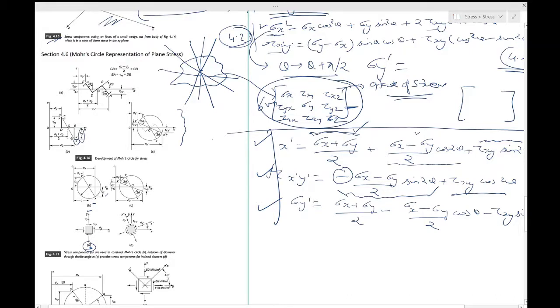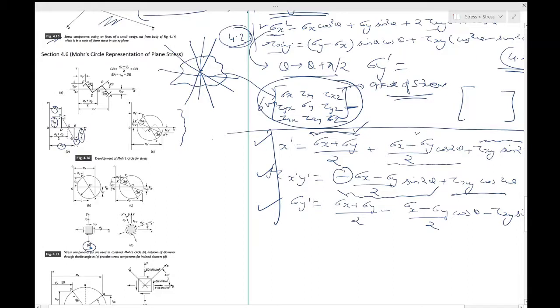So you have sigma x and tau xy giving you this point, and similarly the point y, which is the other end of the diameter, is given by sigma y and tau xy. That's how you have basically drawn xy, which is the diameter in the original configuration.